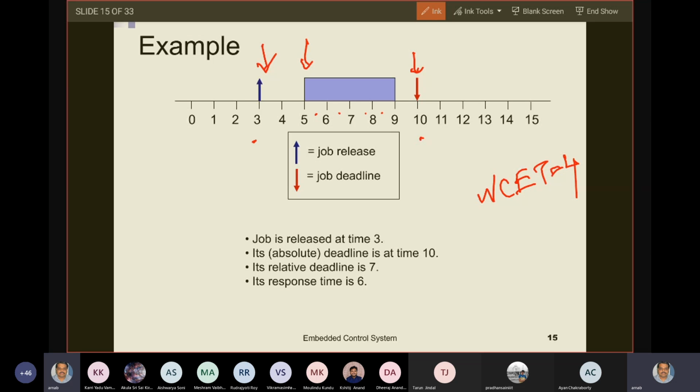If you are not understanding, just ask me. These are very easy things, but if you do not understand, ask. The response time is 6. Why is the response time 6? The response time is the time at which the output is produced subsequent to its release. So the output of the program is obtained at 9, subsequent to its release at 3, and hence the response time of the task is 6. Okay, this is all.